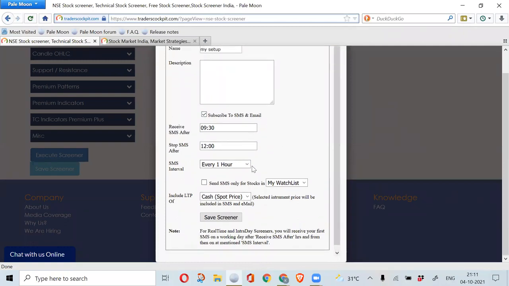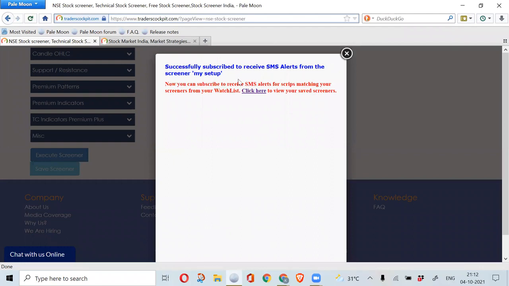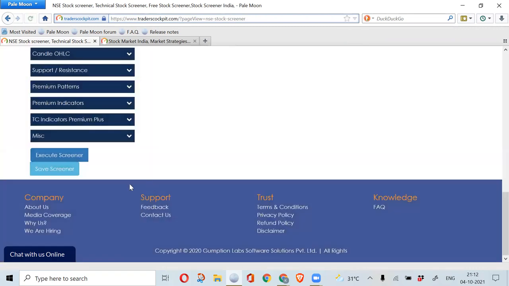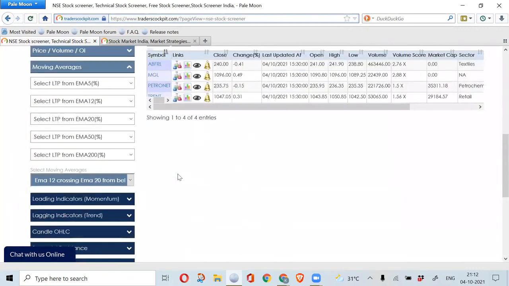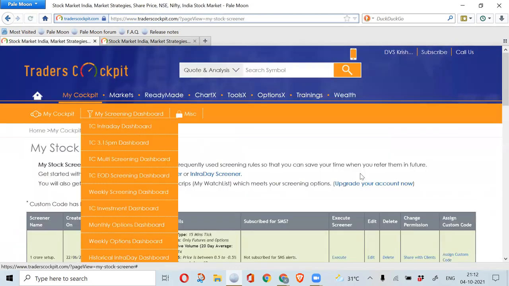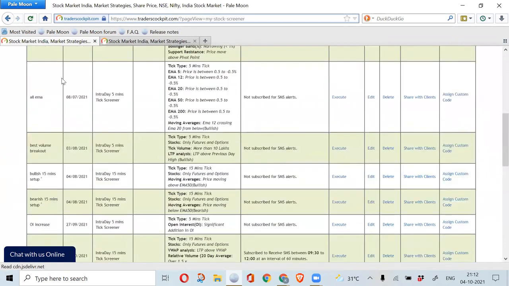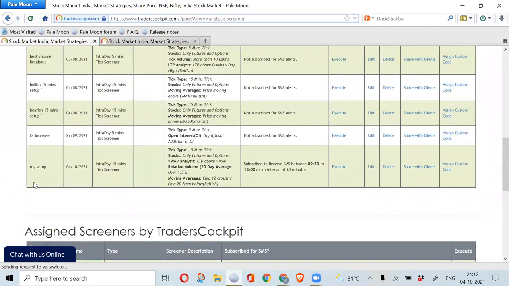So I have selected condition for every 1 hour between 9:30 to 12 o'clock, and then we click on save screener option. So if you see, successfully subscribed to receive SMS alerts from the screener setup. And then if you want to see the conditions that we have created, you go to my cockpit and then my stock screeners. I have told you in the beginning, right? So my cockpit, my stock screeners will give you the list of the stock screeners that we have created here. So these are all the stock screeners and the latest my setup.